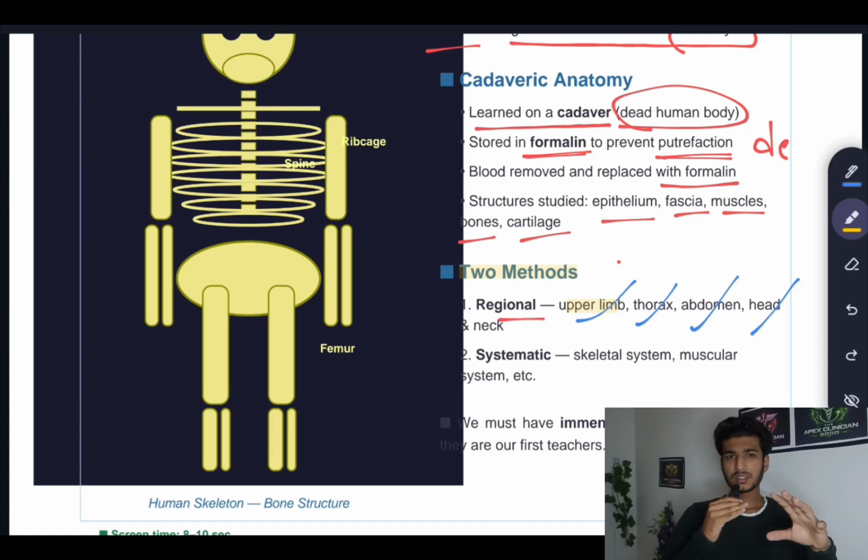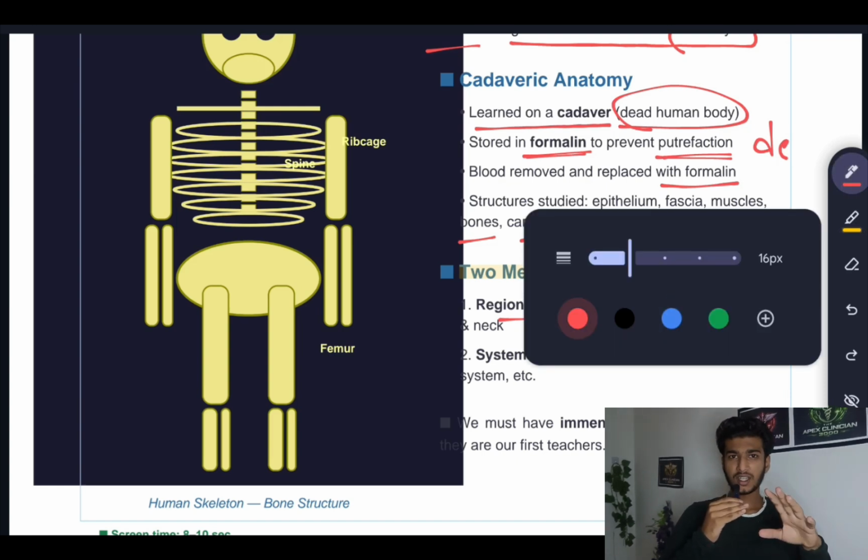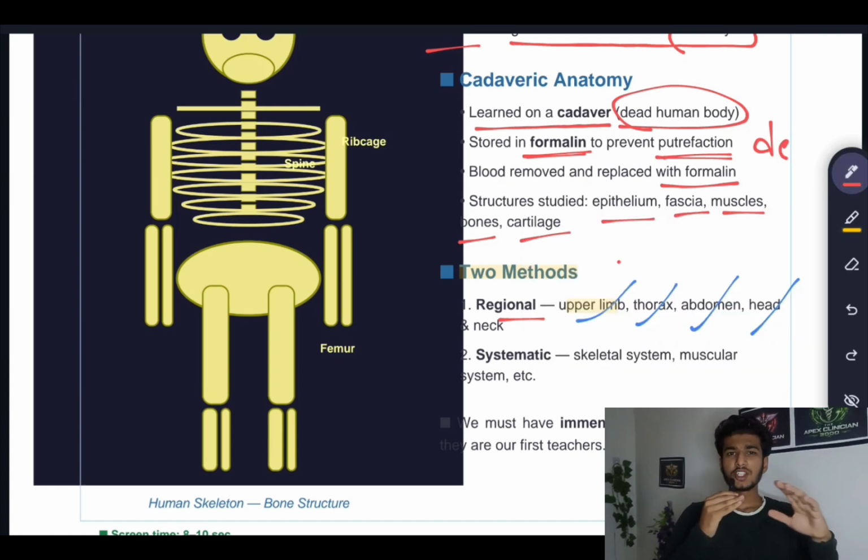But what basically happens differently in systematic anatomy is that you will learn each system systematically. If you start a system such as the skeletal system, you will learn each bone of the body. So that is the whole system you have learned. Second, if you start the muscular system, you will learn all the muscles, the structure of muscles, the function of muscles, the attachment of muscles. So that will be different in systematic anatomy.